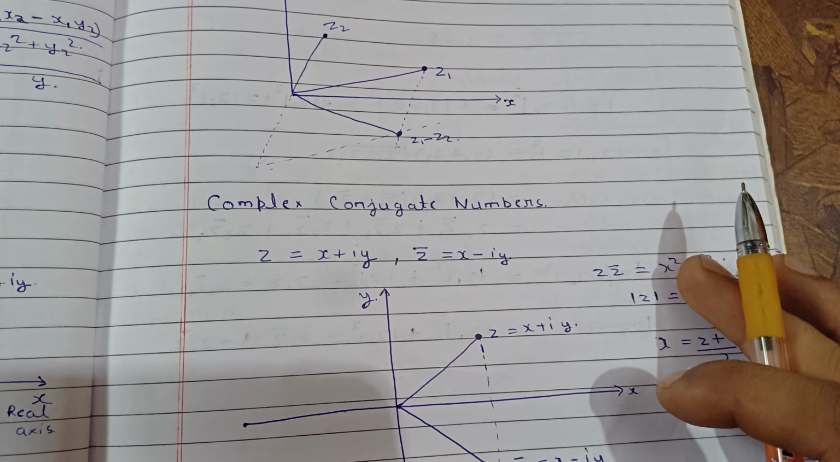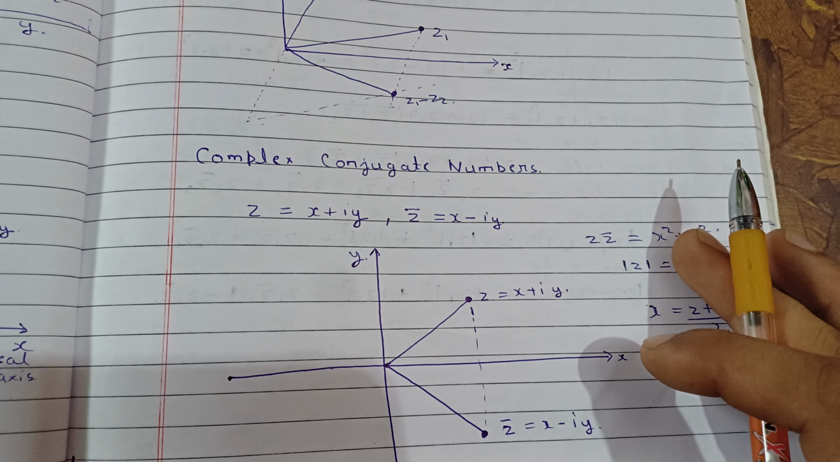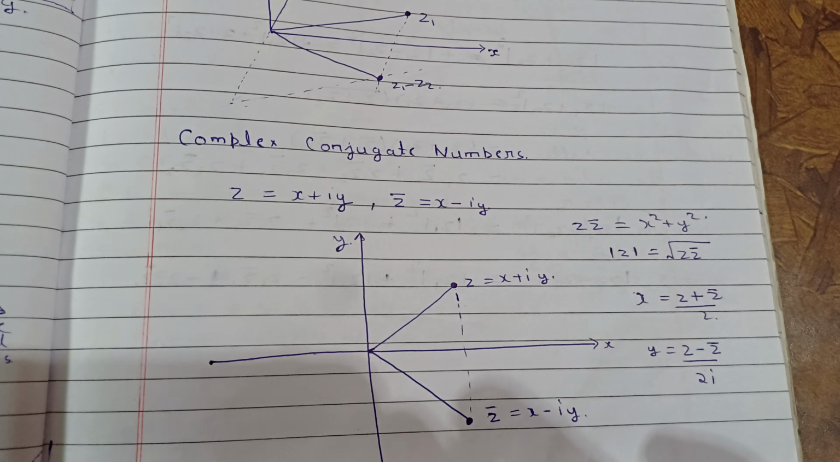Okay, now there are conjugate numbers. So what is a conjugate in complex numbers?